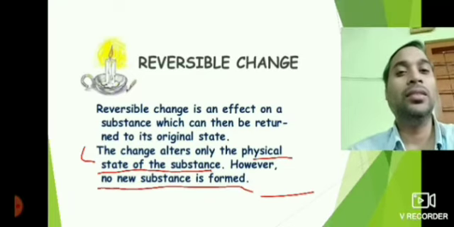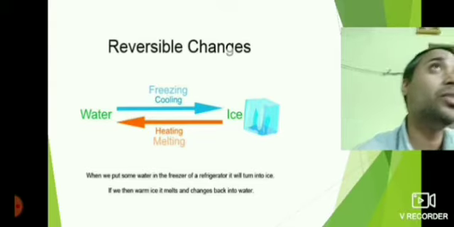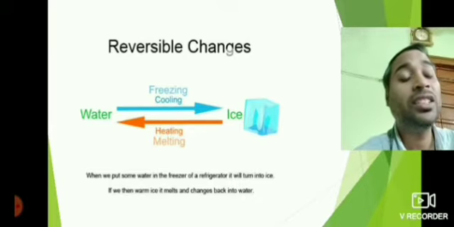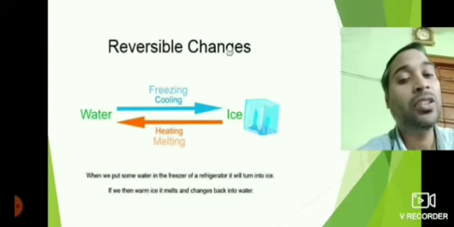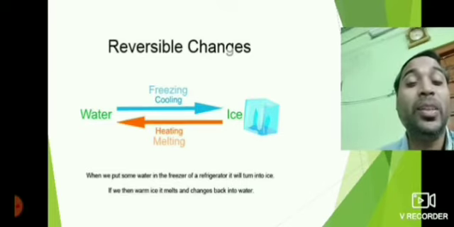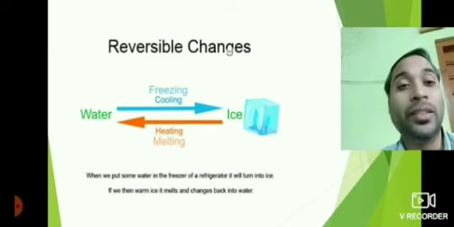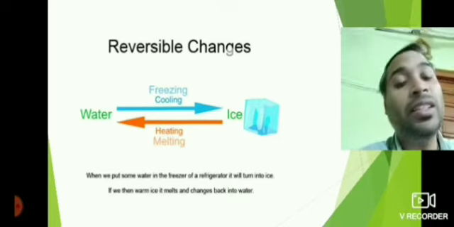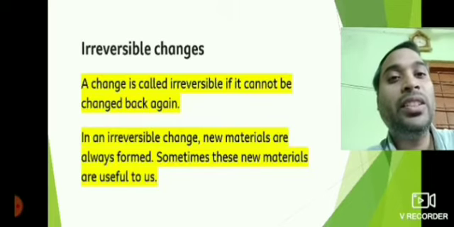Then okay, so this is a common example of reversible change, as well as an example of physical change. What is that? Water changing into ice. So water changing into ice is what type of change? Reversible change, because water once changed into ice can be again brought back into the liquid form, that is, ice can be again changed into water. So this is a reversible change, and it can also be considered as a physical change, because only the physical properties have been changed here. So this is about reversible.